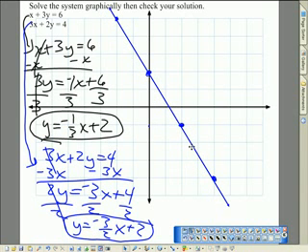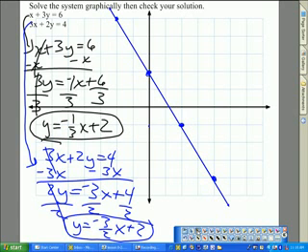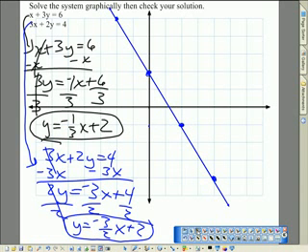Now I'm looking just for the intersection point, so I have to go back and graph that first one. Plus 2 tells me to go where? Up 2. Where's my intersection point? Right there. I already found it. Do I need to graph the line? No. What's the point of this? Find the intersection point. I mean, we found it without graphing the line. It's right there at 0, 2. I found it. So I'm done.